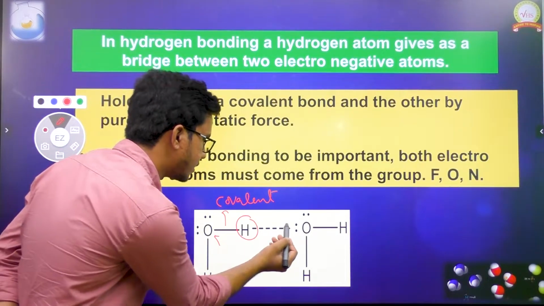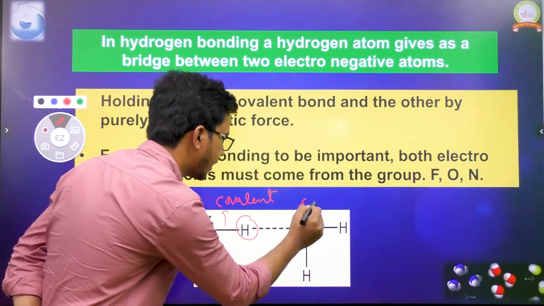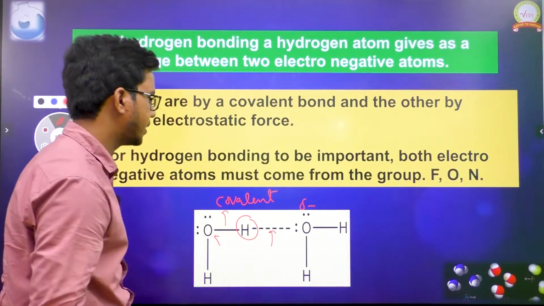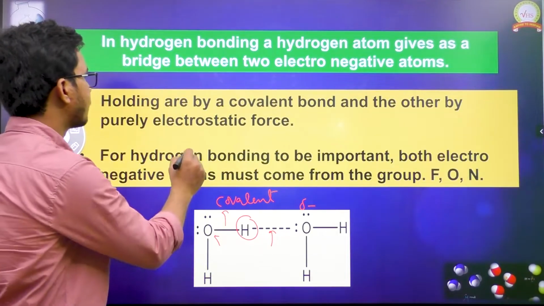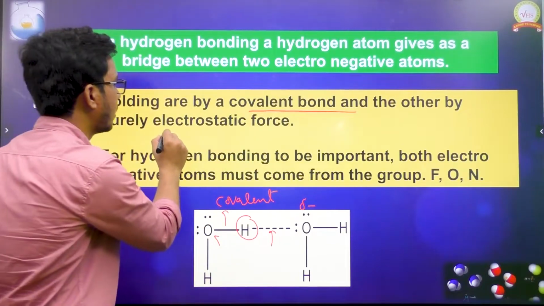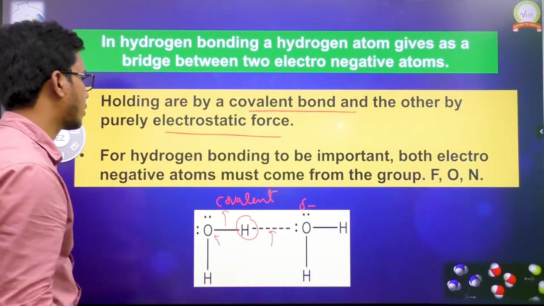Okay. The hydrogen which is attracted by this particular partially negative oxygen here is connected with what? Electrostatic force. This is electrostatic force. What does it mean? This hydrogen is held by what? One is a covalent bond and the other one is what? Purely electrostatic force.